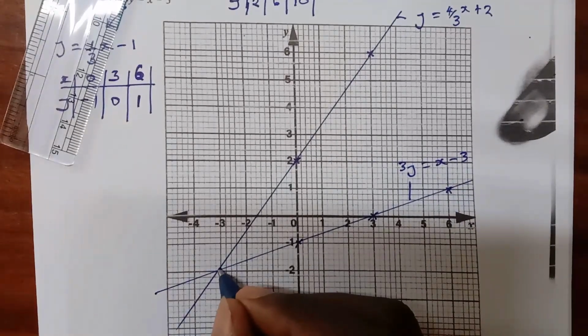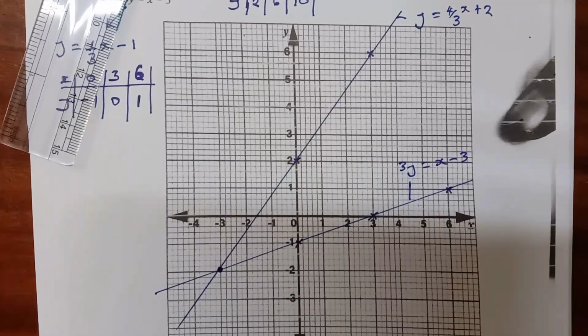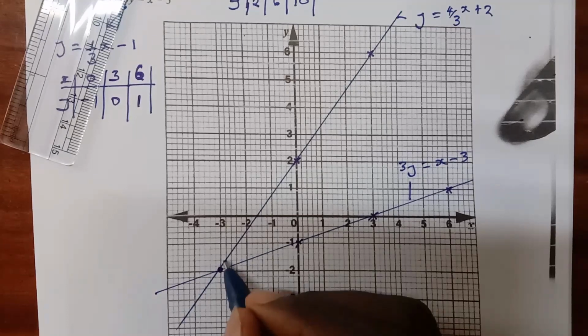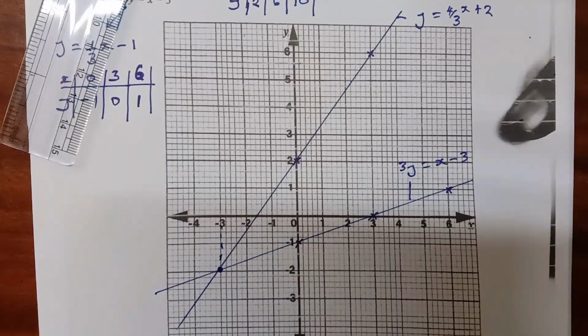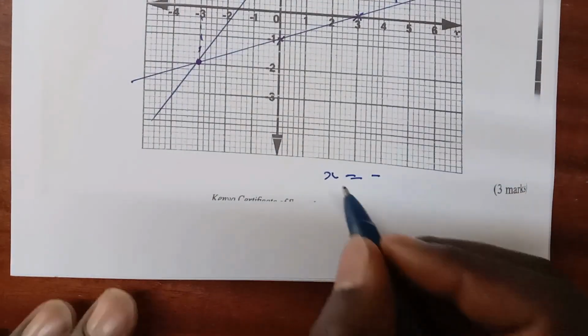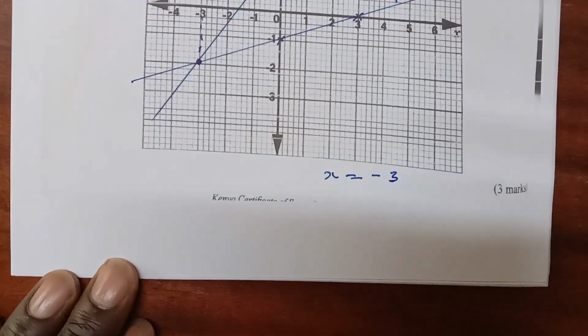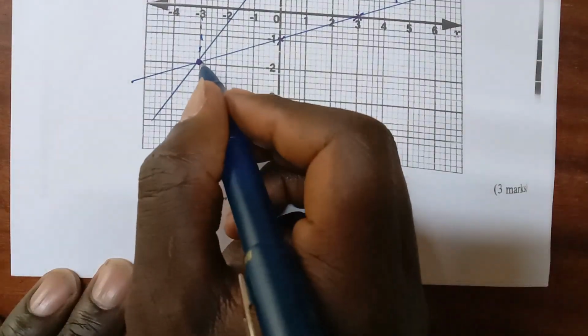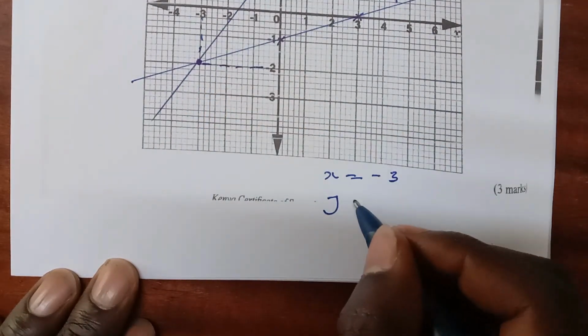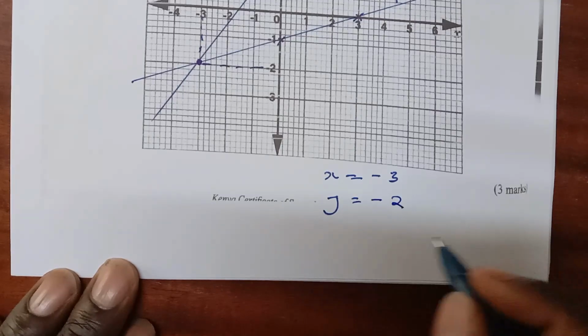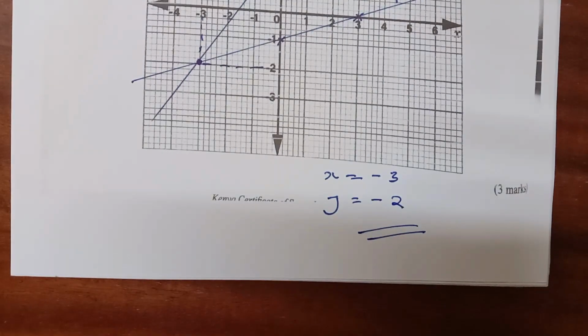So where these two lines meet at this particular point here, that is the solution of this simultaneous equation. So at this particular place the value of x is going to be negative 3, and the value of y here is going to be negative 2. So we have used graphical methods to solve simultaneous equations.